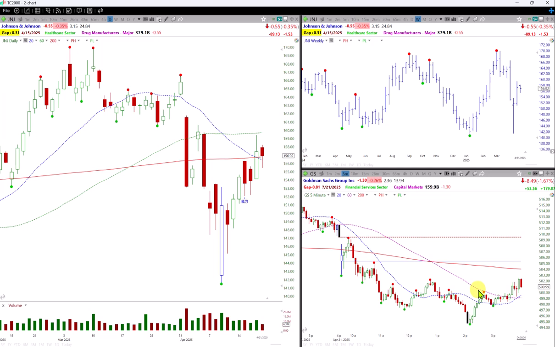Now, again, I can take all of these moving averages off, and what I see here is that there's the potential for Goldman Sachs to move up toward that pivot area, that dot. Maybe it gets through it. I don't know, but that's the next reference point.